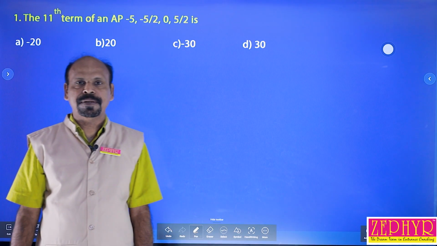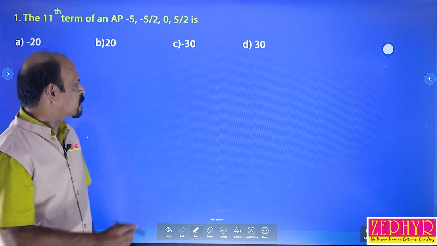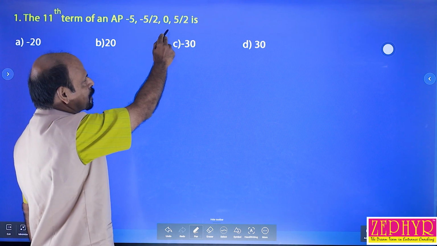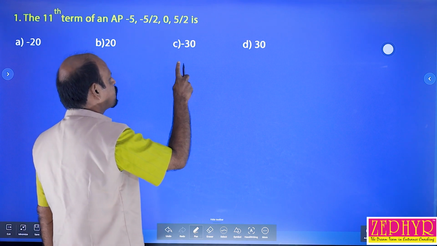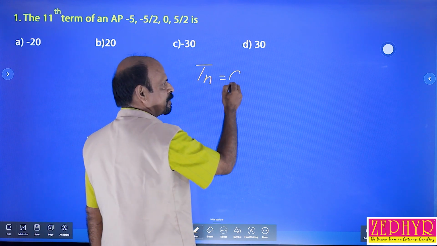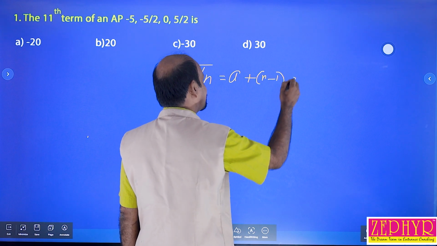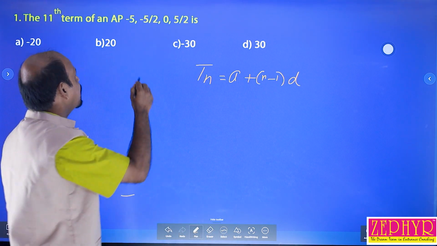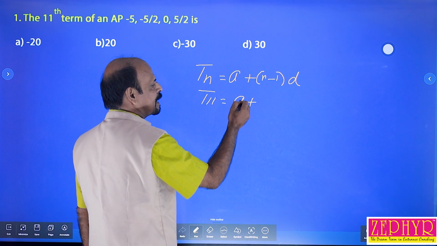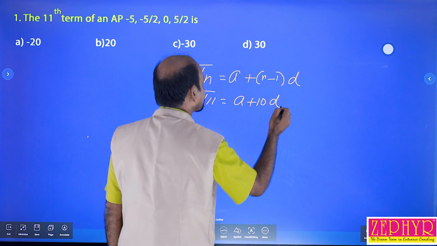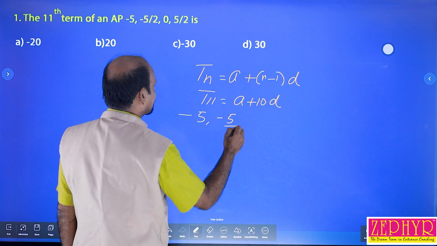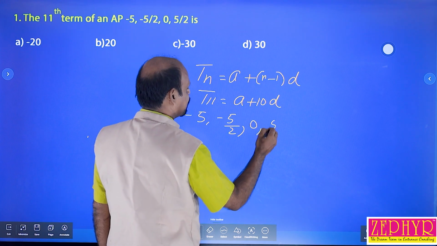Now we are discussing certain problems based on arithmetic progression. This is the first question. The 11th term of an AP: minus 5, minus 5 by 2, 0, 5 by 2, etc. We have to find out the 11th term. We know the general term of an AP is given by A plus n minus 1 into D. We have to find out the 11th term, so our formula becomes A plus one number less than 11, that is 10D. So we are listing the AP: minus 5, minus 5 by 2, 0, 5 by 2, etc.